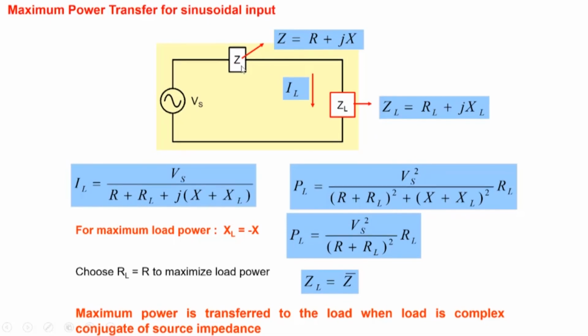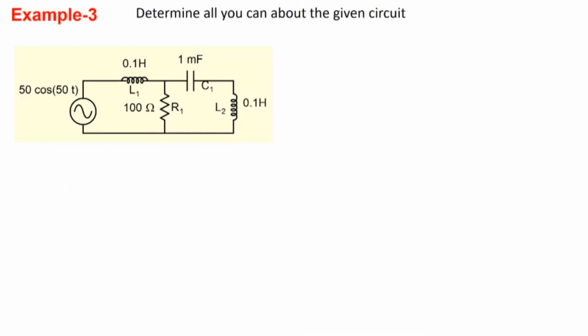All right, so let's wind up our discussion with one more example. We are given a circuit like this, which consists of two inductors, a capacitor, and a resistor. Determine all you can about the given circuit. There are many things you can determine, so in the limited time that we have, let's determine a few things. All you can about this circuit means you can find all the voltages, all the currents, and all the power dissipated there. But let's find out a few things.